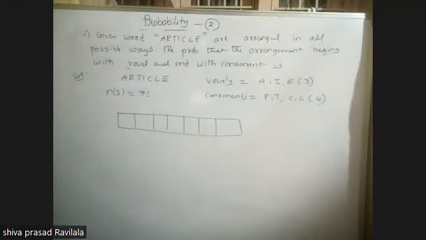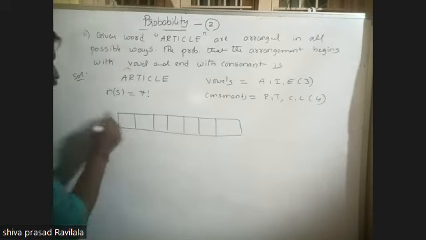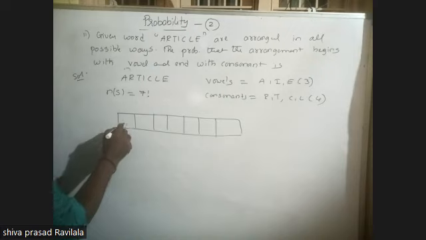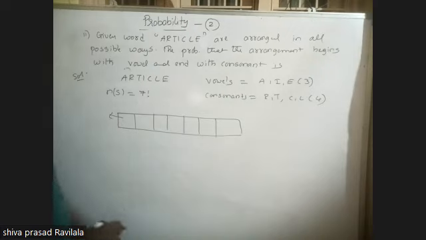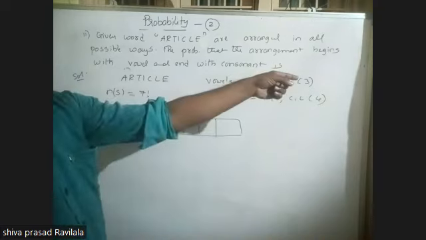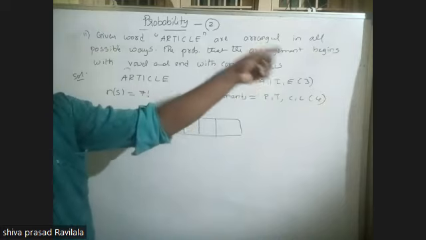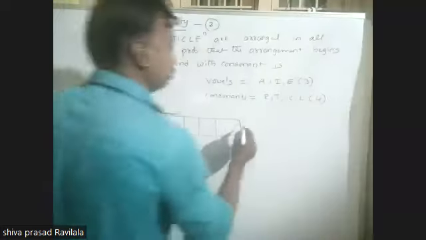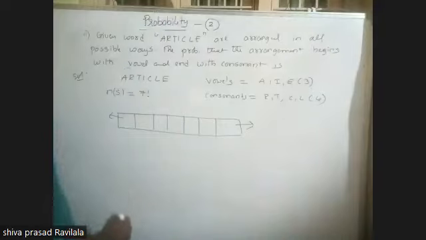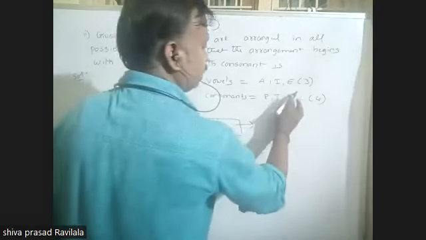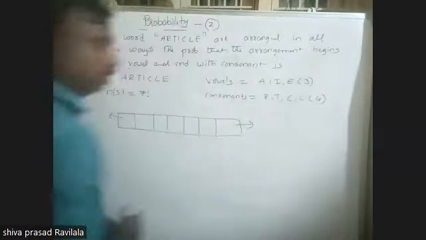The probability that the arrangement begins with vowel and ends with consonant. What is the meaning of that? The first place should be a vowel. Here you can place either A or E or I. And the last place is filled with a consonant. That may be R, T, C, L. Then how do you fix all this?